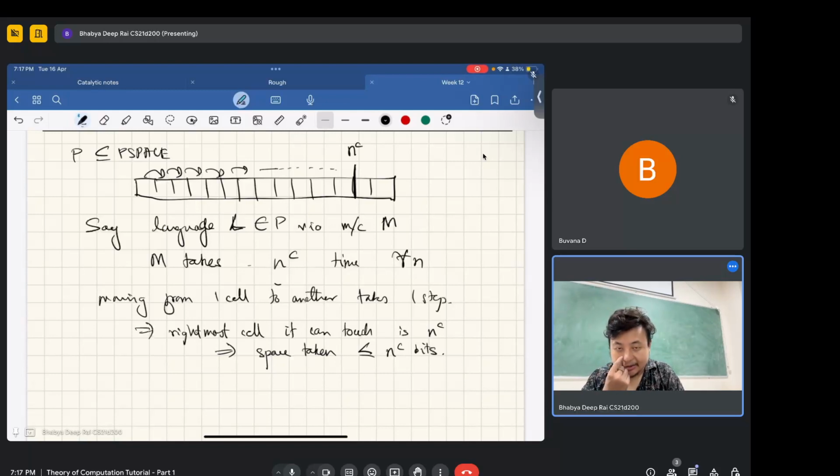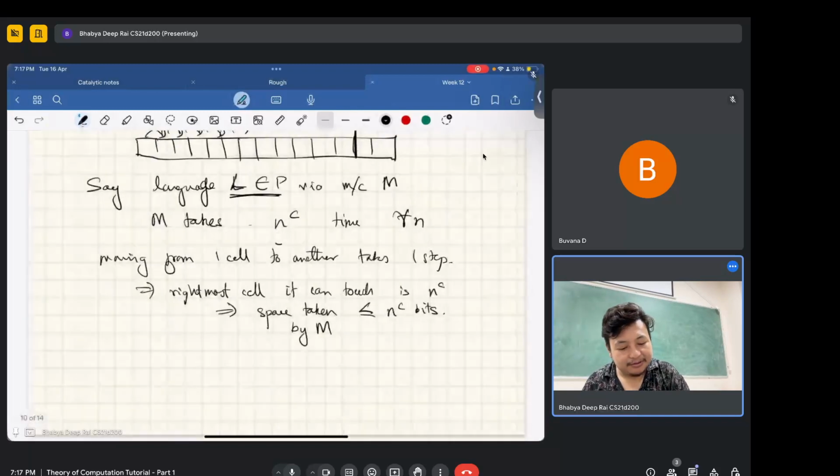Getting it? So this means that if I have any language in P, the corresponding machine will only take polynomial space. It cannot take more space. And furthermore, this particular machine M is bounded in terms of space by a polynomial factor. So the space taken by M is n to the c, which is polynomial.